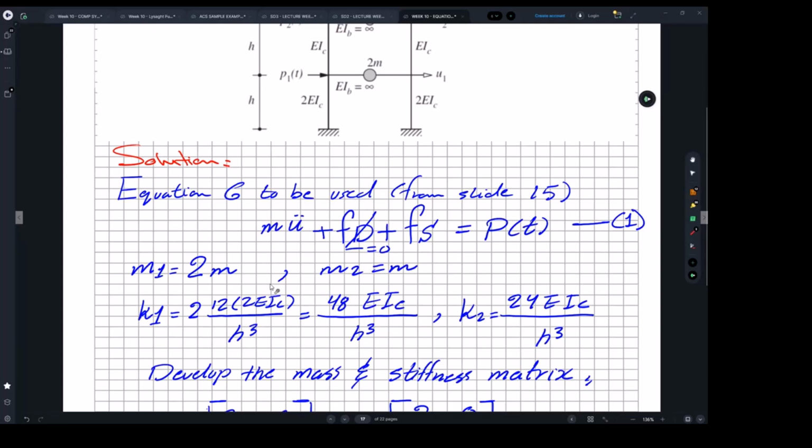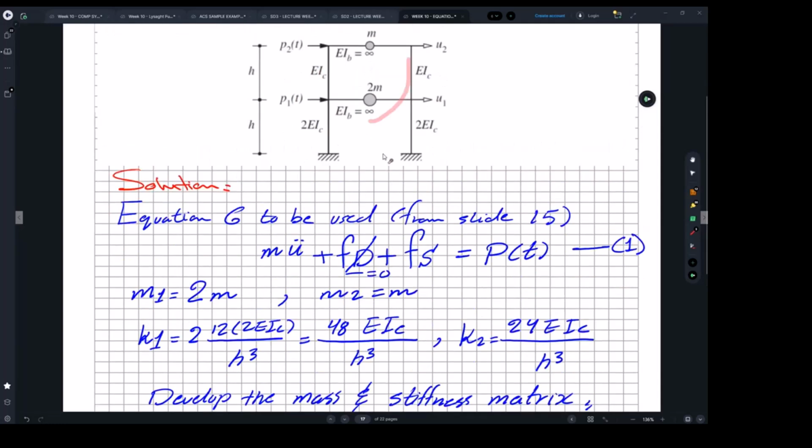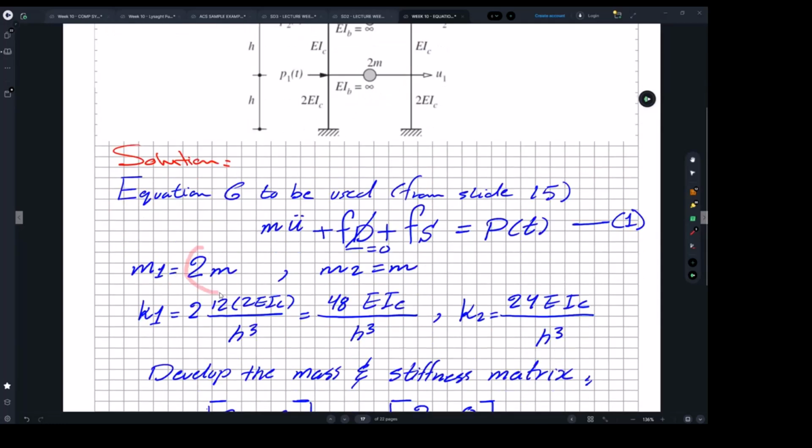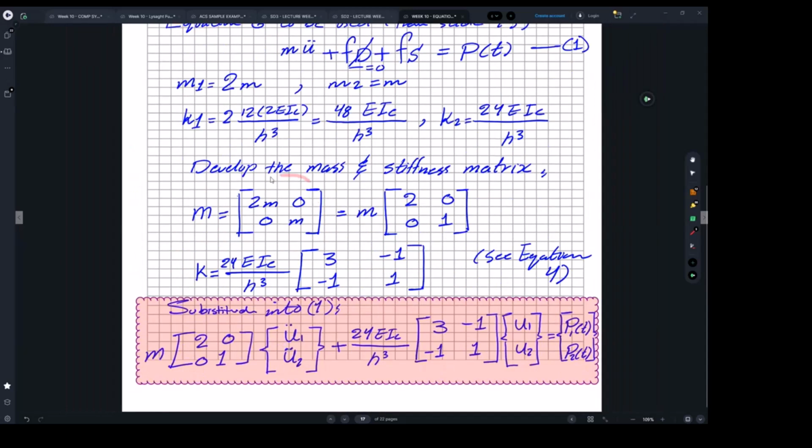The mass matrix, you can look at your question. Level 1 is 2m, and level 2 is just m. So remember, this number 1 represents level 1, and this number 2 represents level 2. So you can see with one line, we're done with the mass. And we know how to do the mass matrix, which is going to be something like this. It's constant. It's always like this.